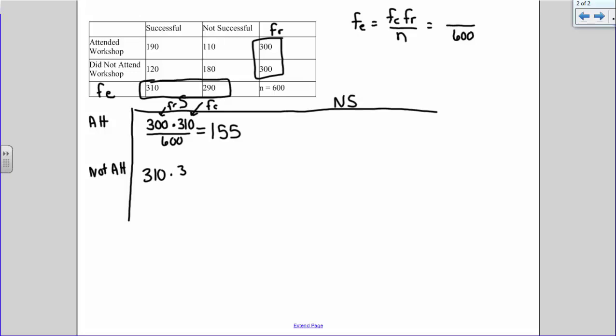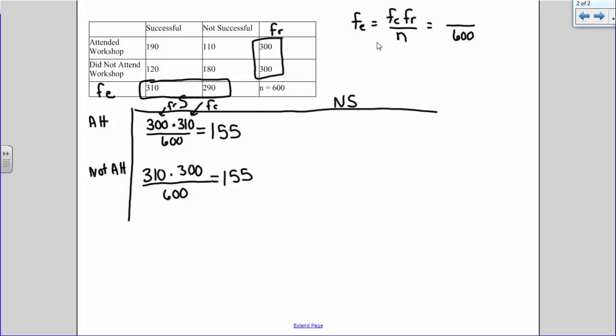300. And that's going to be the same thing as before, 155. Now the reason that these two are the same is because we have an equal number of those who attended and those who did not attend. In the lecture, the practice problems, the example problems, they weren't the same because you had a different sample size for each group.